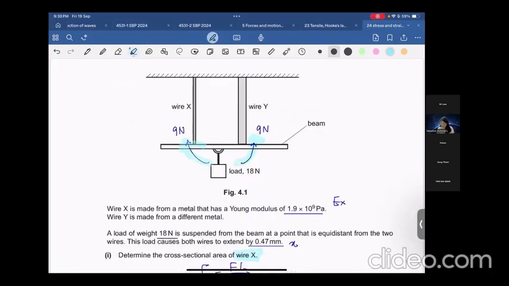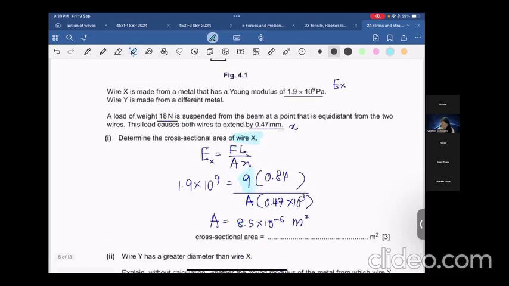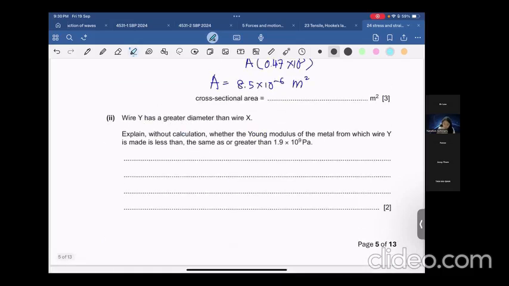Now we look at the last part. Wire Y has a greater diameter. That means your cross-sectional area will be higher. Am I right? Your area will be greater. Explain without calculation, we no need to do calculation, whether the Young modulus E from wire Y is less than, the same as, or greater than the 1.9 from wire X. So E is actually FL over AX.